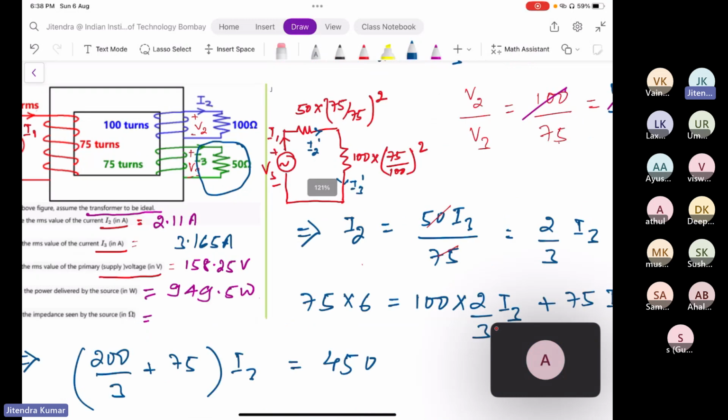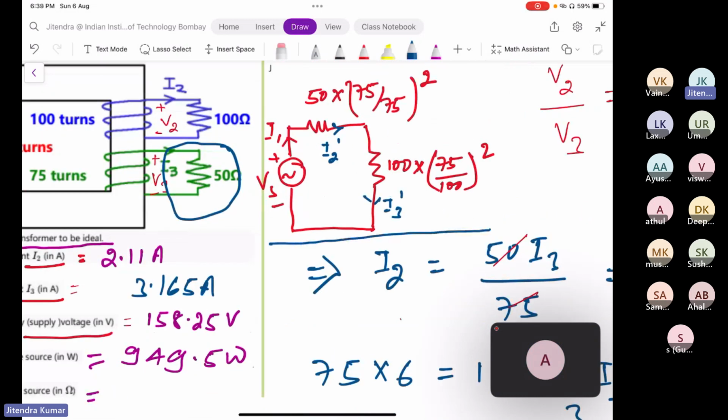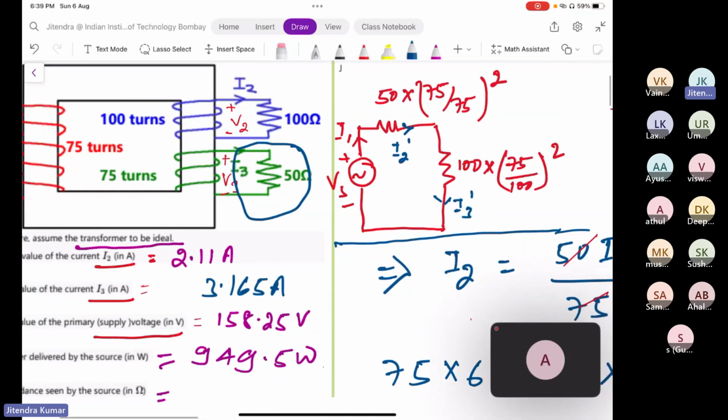So you mean that this circuit is wrong according to you? Yes, sir. Okay. See, here what we did is we just referred the secondary resistance or load to the primary side, right? And this tertiary we also referred to the primary side. That's what we did. And when we are referring, we want to maintain the same current.